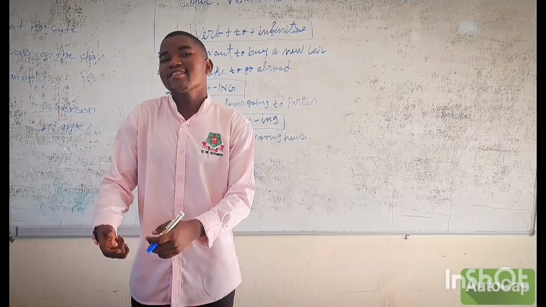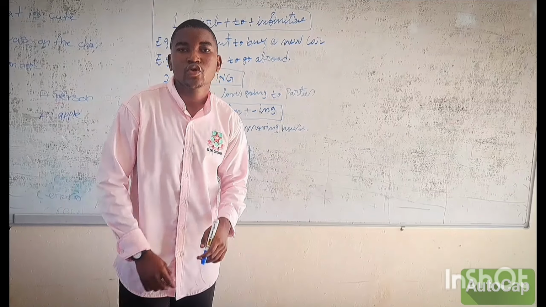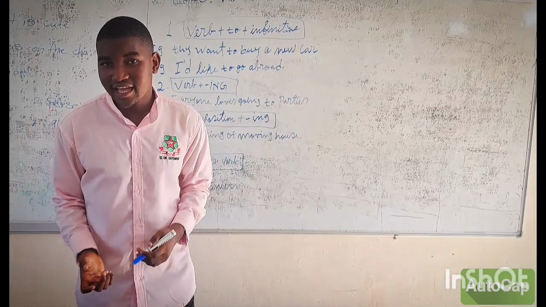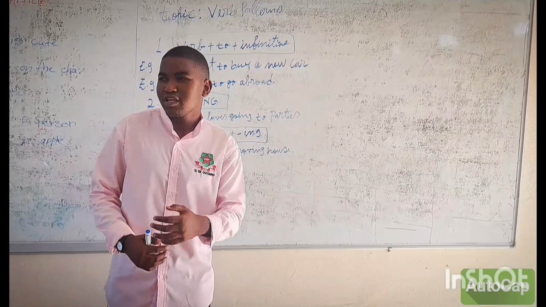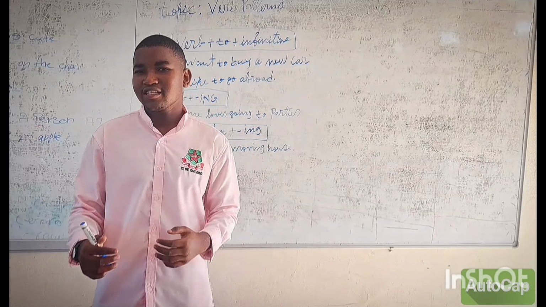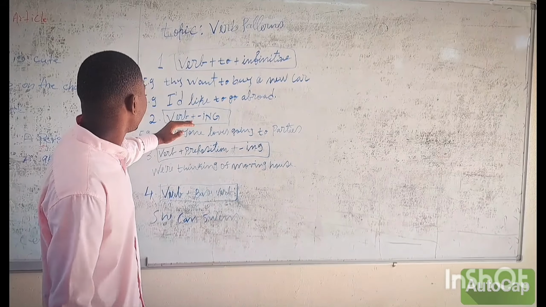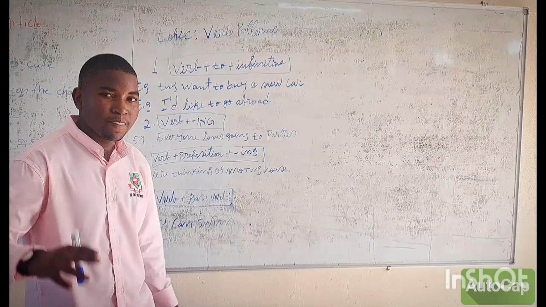The second one, verb plus verb in ing. Doing exercise is very good for your health. So doing exercise, the activity of doing exercise, is very good for your health. We are not talking about a plan or something like that, but about activities. So we use verb plus verb in ing.